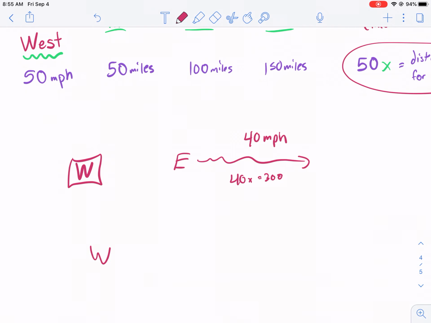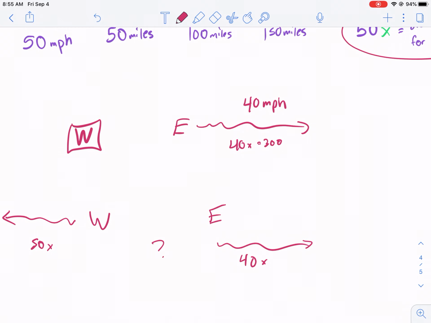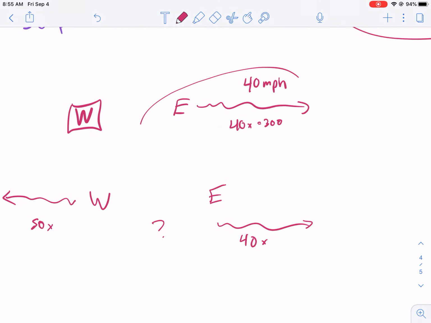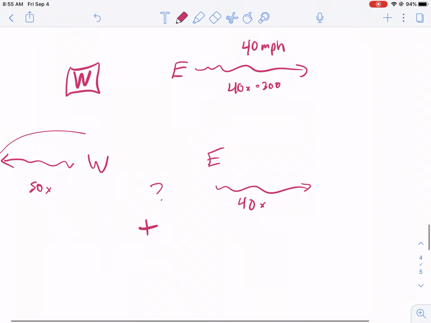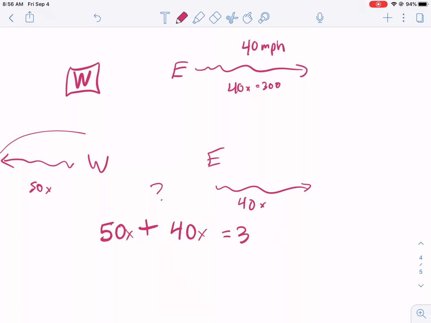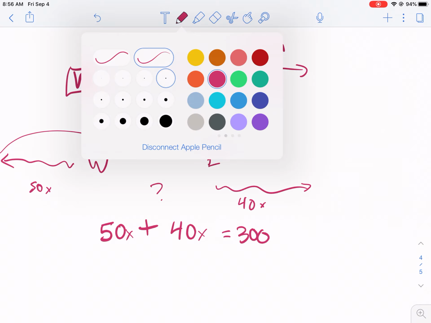What happens if this car is going away at 50 miles an hour and this car is going away at 40 miles an hour? How do we calculate it then? Well, they're moving apart from each other. This one was going by itself in the previous scenario, so we had 40x, but now we also are adding this west car going away at 50 miles an hour. So we are going to add these two distances together, and we want to see when that is 300. This is the key to this problem.